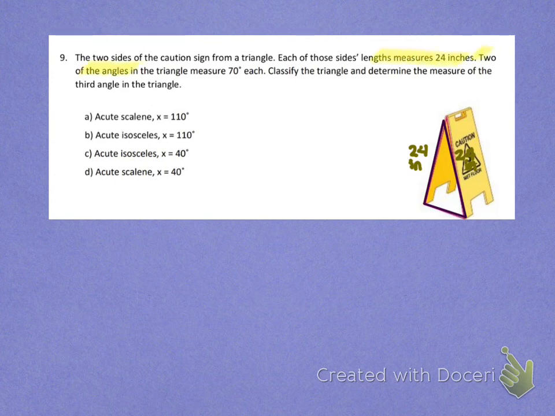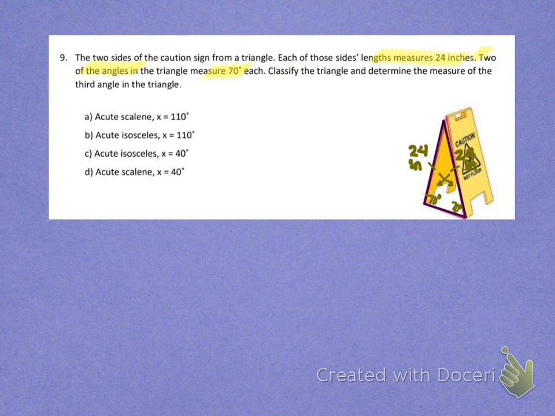Okay, then it says two angles measure 70 degrees. Cool. So we have 70 and 70. Here are my two sides that are equal. These kind of act like arrows, meaning these two angles are equal. Okay. Classify the triangle and determine the measure of the third angle in the triangle.